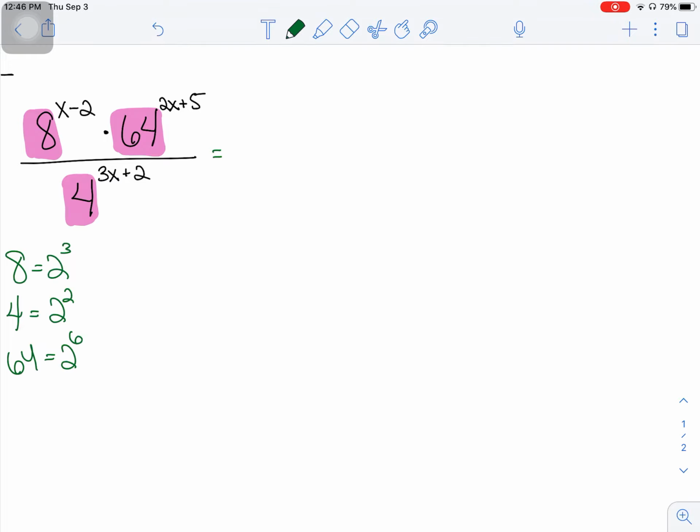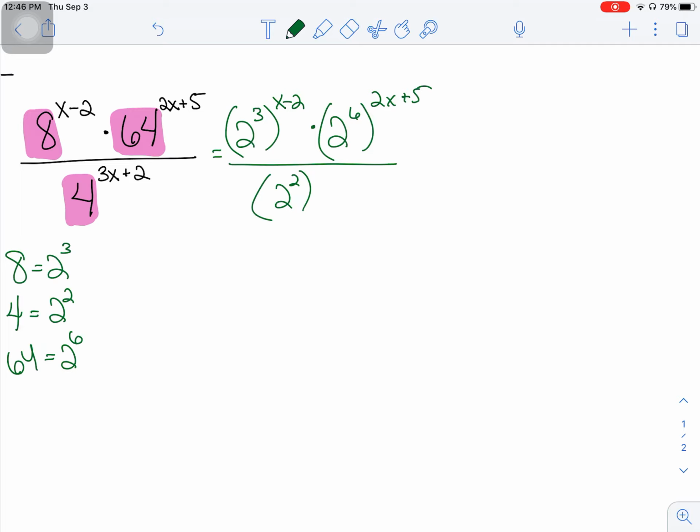I'm going to replace 8 with 2 to the third. Keep the x minus 2. 64 is getting replaced with 2 to the 6th. Keep the 2x plus 5. All over, 4 is going to get replaced with 2 squared, and I'm going to keep 3x plus 2.